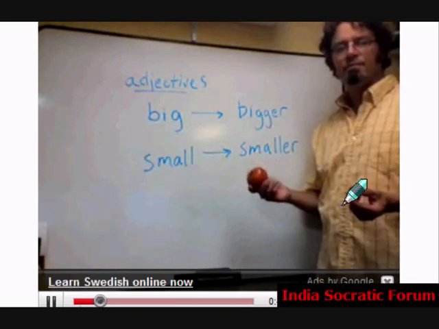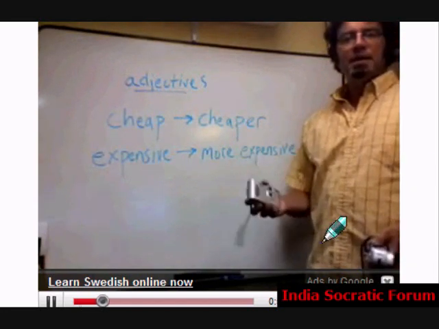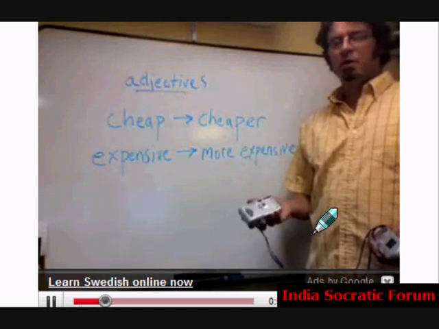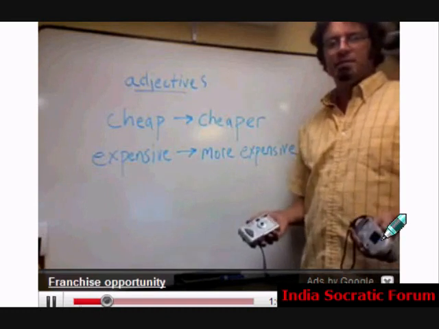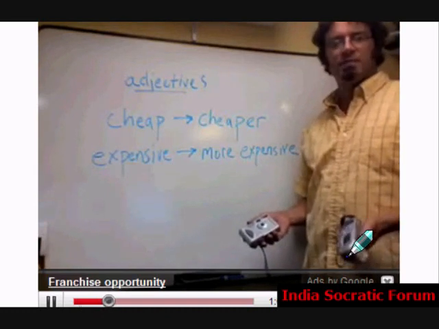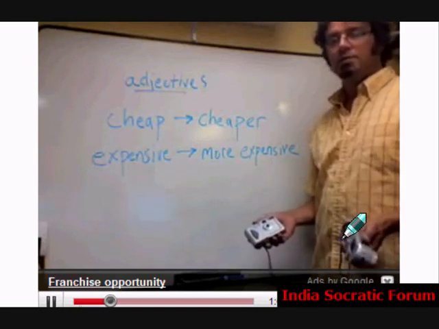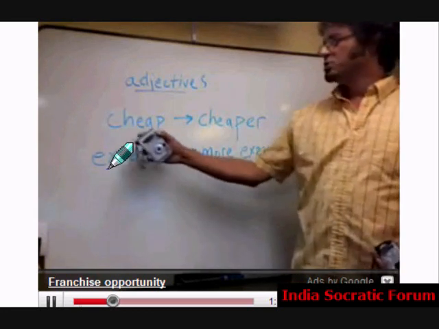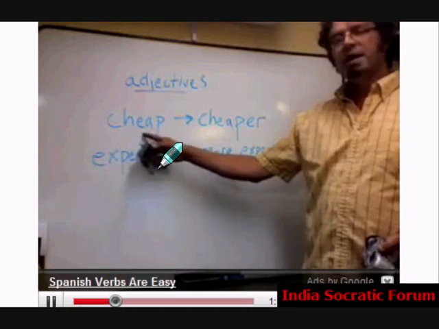This is a big tomato. This is a cherry tomato, another one. There are two cameras. This camera is cheap. This is only 2,000 bucks. This camera is expensive. This is 10,000 rupees. So to show the difference, we will say either cheap or expensive.